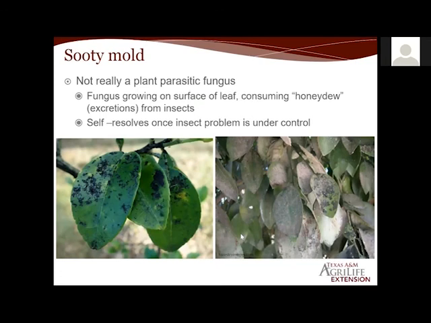Sooty mold is not really a plant parasitic fungus. It's actually just a fungus growing on the surface of the leaf, consuming the honeydew, which is basically poo, from the insects that are feeding on the plant. So if you get your insect problem under control, the sooty mold self-resolves pretty soon. Some people like to blast that off with a garden hose. And if it's really heavy like this, you might have a little defoliation, but it's not going to be permanent.